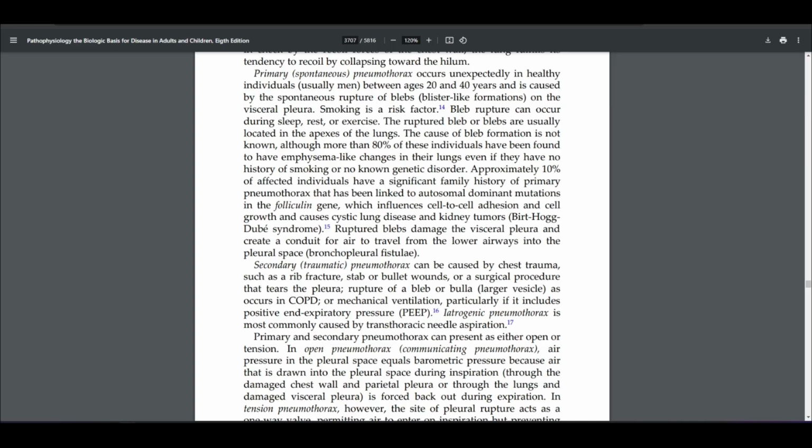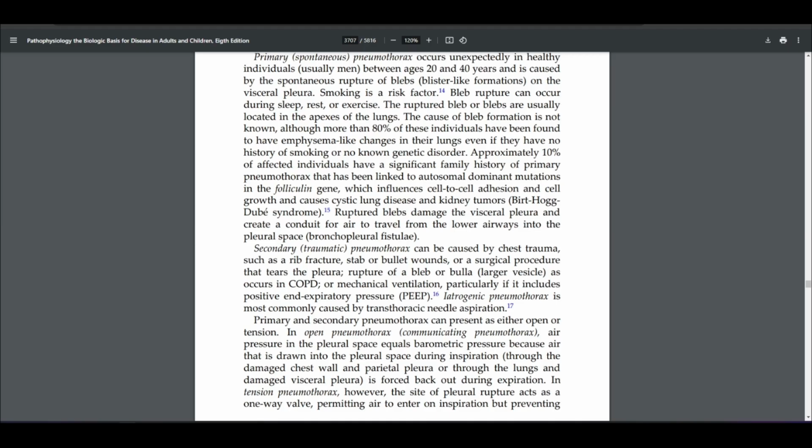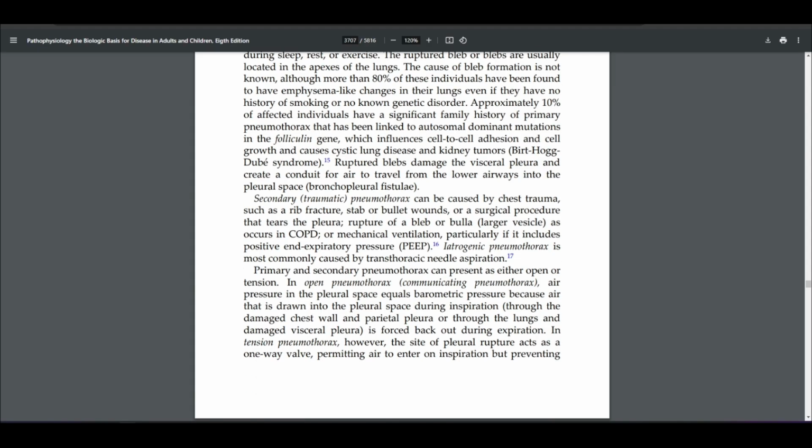And then you have your secondary pneumothorax, and that is caused by trauma, such as a rib fracture, a stab or bullet wound, or a surgical procedure that tears the pleura. A rupture of a bleb or bulla, which is a larger vesicle, as occurs in COPD, or mechanical ventilation, particularly if it includes positive end-expiratory pressure, that PEEP. Iatrogenic pneumothorax is most commonly caused by transthoracic needle aspiration. Primary and secondary pneumothorax can present as either open or tension.